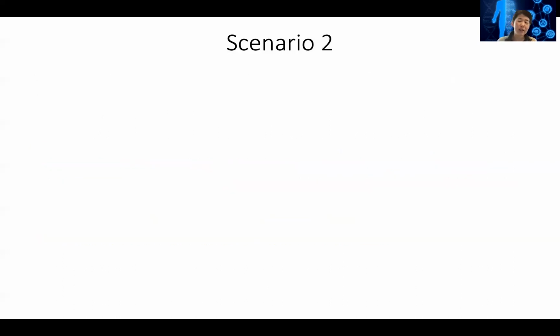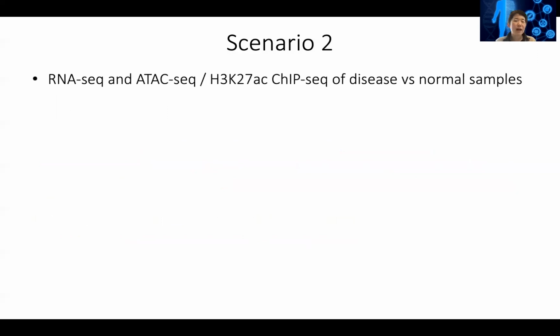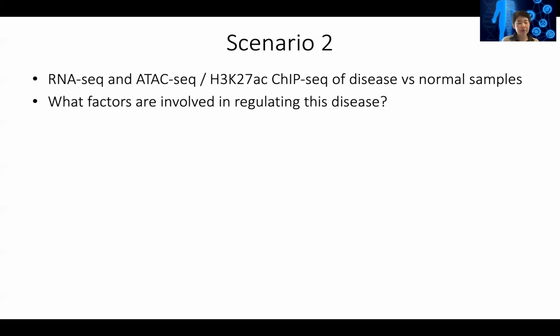So now the second scenario, let's say you have some disease versus normal. You don't know which factors are involved. So without further knowledge, you can look at RNA-seq, you can do ATAC-seq, or maybe K27 acetylation ChIP-seq of some normal tissues or the disease tissues. And for that, you want to guess what factors might be involved in this disease, right?